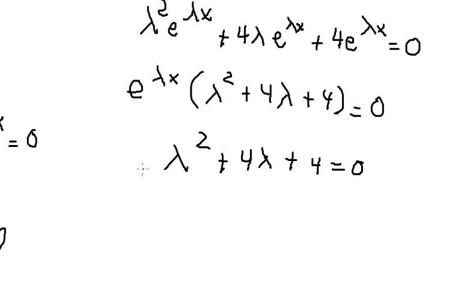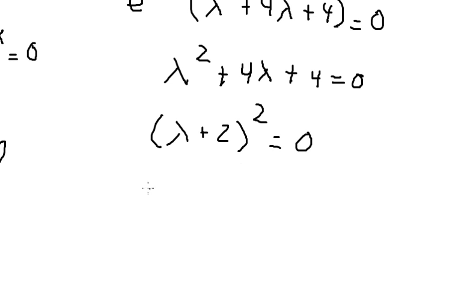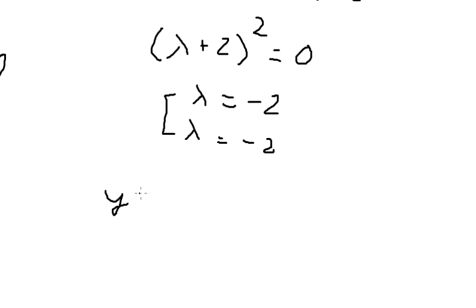If we look carefully, this is an identity. So that should be lambda plus 2, everything to the power of 2 equal to 0. So we have two solutions. That is lambda equals negative 2, lambda equals negative 2. So we have the final answer.